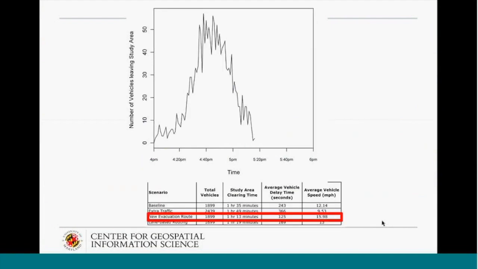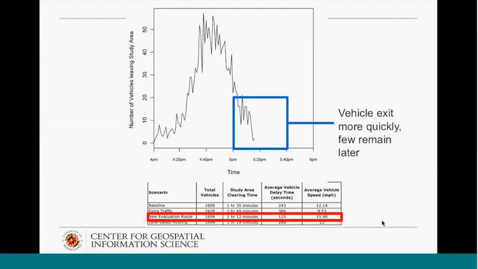So with the new evacuation route, you can see that there are fewer cars in the study area during the later time periods, which is a good thing, right? The critical factor here is to get people out quickly. And you also can see that the average vehicle speed was much faster and the delay in seconds was low. And then, of course, that critical number, study area clearing time of 1 hour and 13 minutes. So vehicles exit more quickly and fewer remain later.